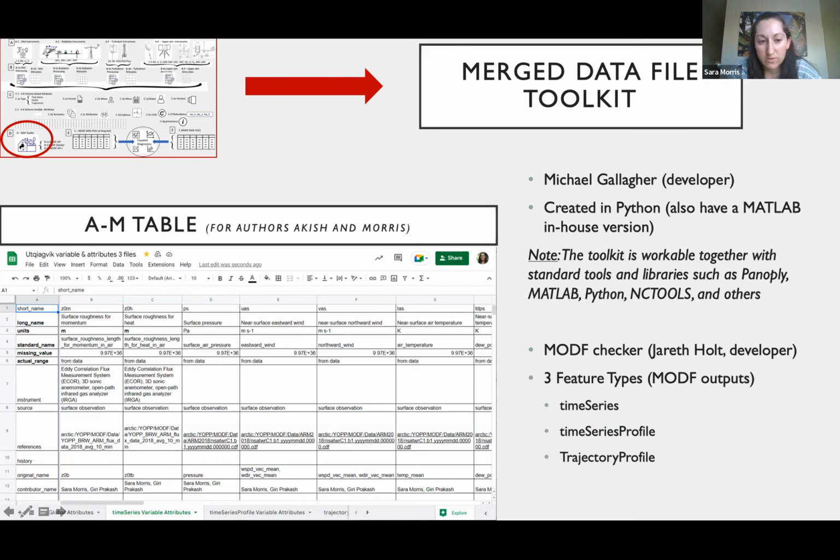Currently, the toolkit generates three feature types of MODF outputs. So we have time series for those stationary single level measurements.